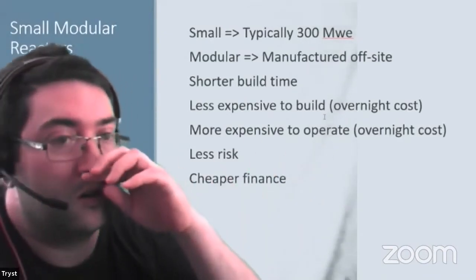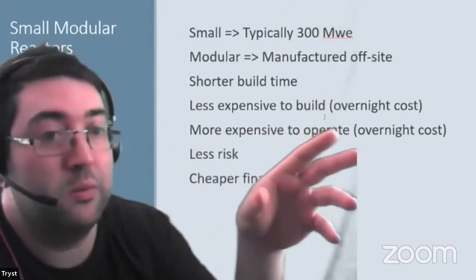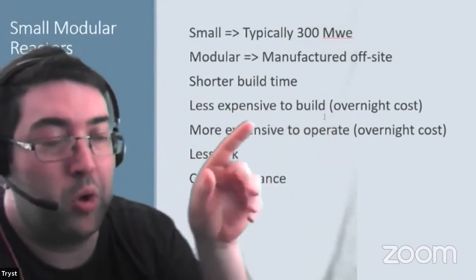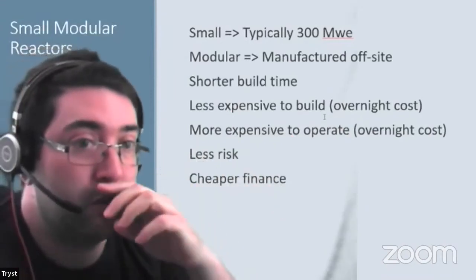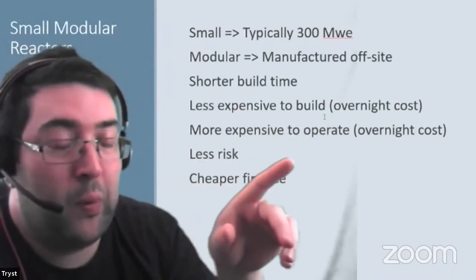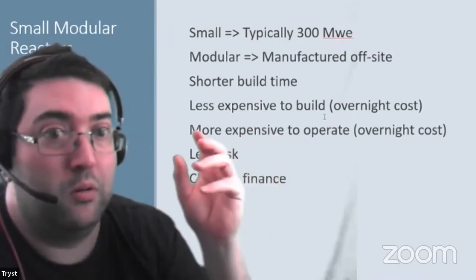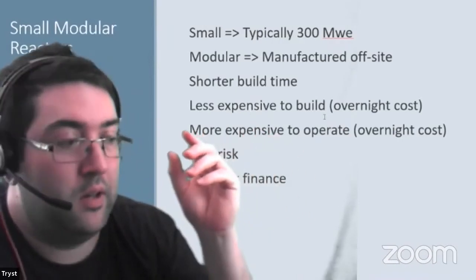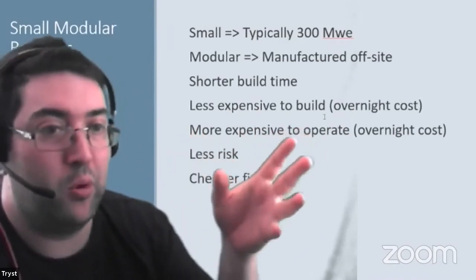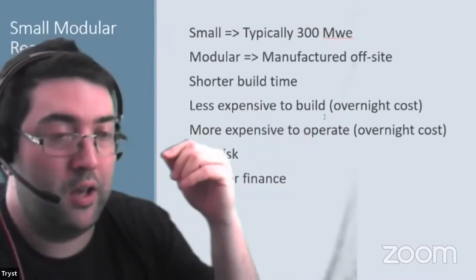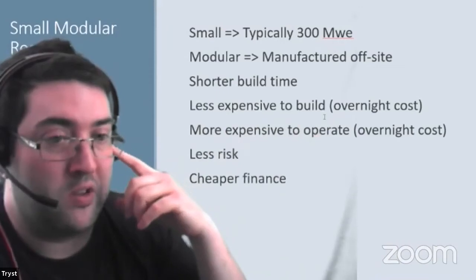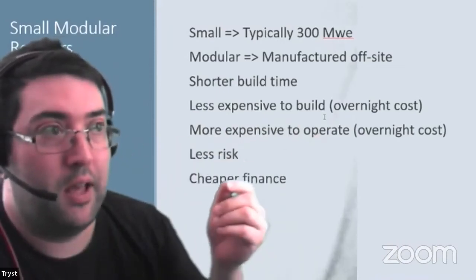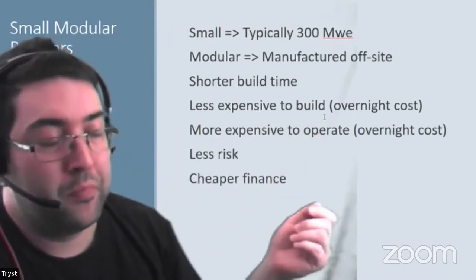So an overnight cost in nuclear industry terms is the book cost of producing the plant, not including any finance costs. So on paper, a large plant is more economically viable because the amount that you pay per megawatt hour is lower, but it doesn't take into account the fact that it takes a lot longer to build a big plant.